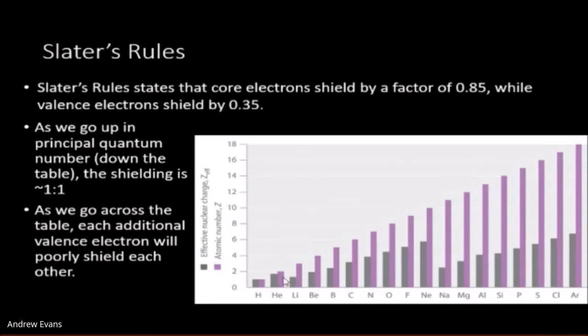Now lithium, 3 electrons, 3 protons. Z is 3, but Z effective is close to, say, 1.25. It's greater than hydrogen, but less than helium, because we now have 1 valence electron that's shielded by a core of 2 electrons. The trend is that it's going to always go up by 1.